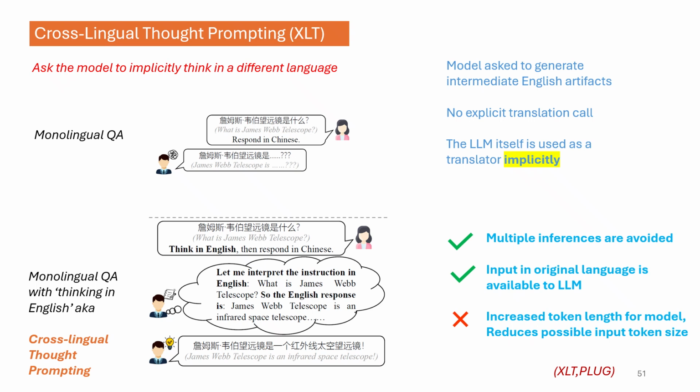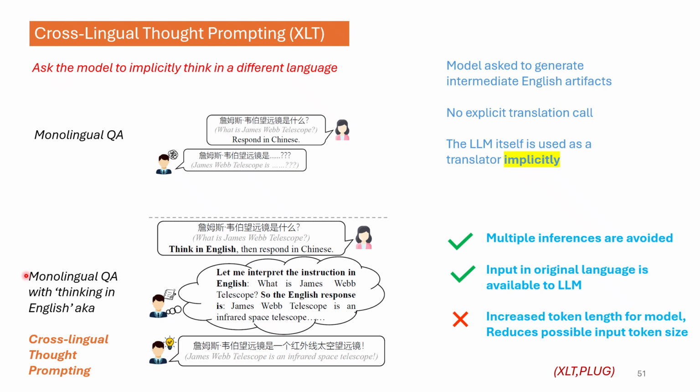Okay, so far we have looked at instruction input-output pairs in the target language. But earlier on we saw that the models implicitly think in English. So can we make use of that fact to improve cross-lingual performance? One way to do that is you create your prompts in such a way that you ask the model to first think in English and then respond in English, right? The standard way to do it is monolingual QA. So ask the question in Chinese and ask the model to answer in Chinese.